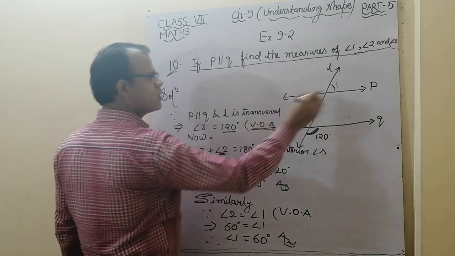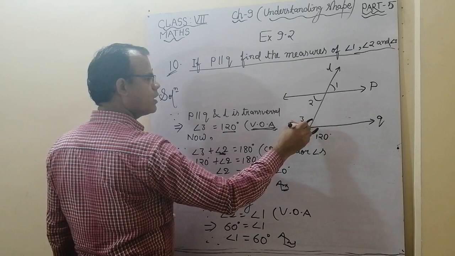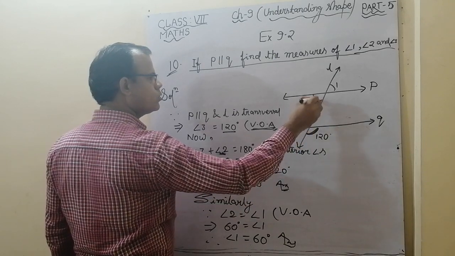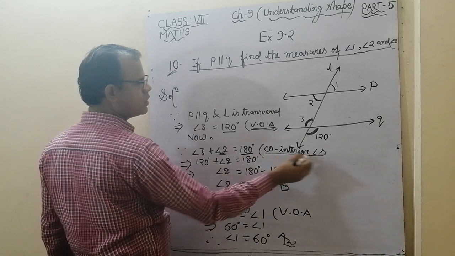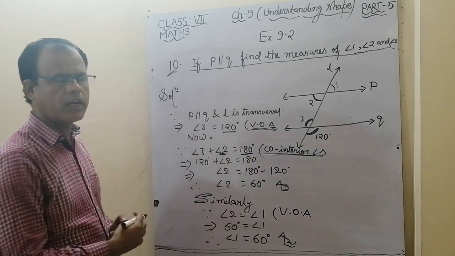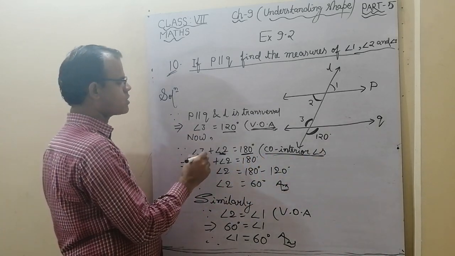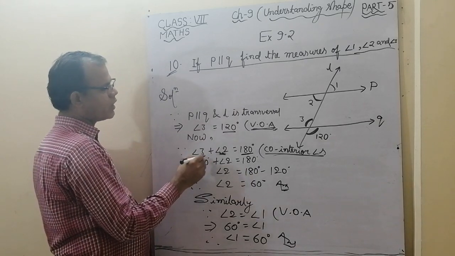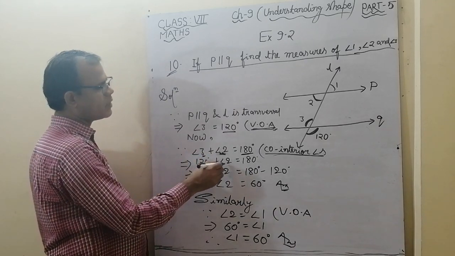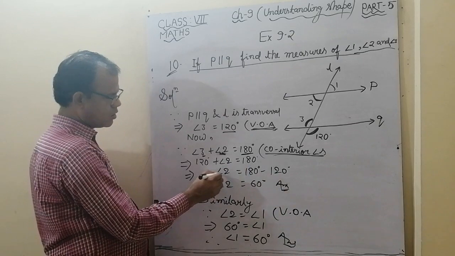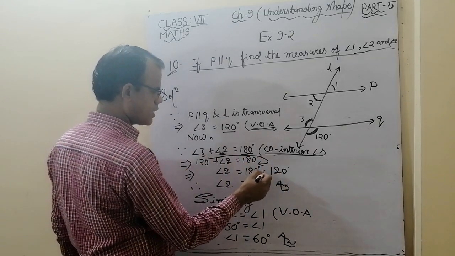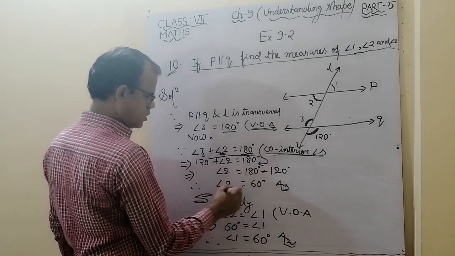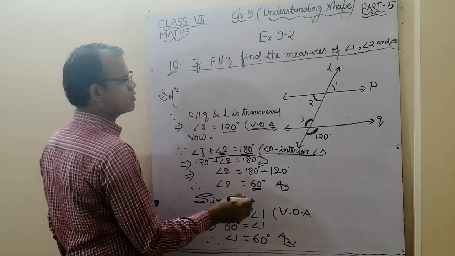Now look here, these lines are parallel, and the sum of angle 3 and angle 2 is 180 degrees. Why? Co-interior angles, or you can say angles on the same side of the transversal. So we put the value of angle 3, 120, plus angle 2 equals 180 degrees. So angle 2 equals 180 minus 120. So angle 2 is 60 degrees.